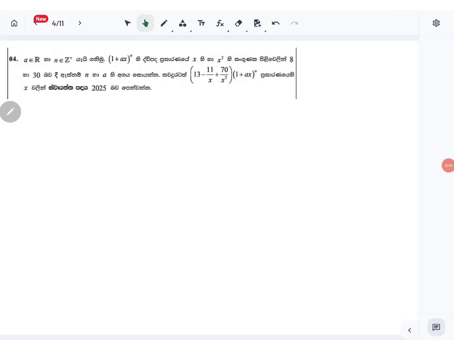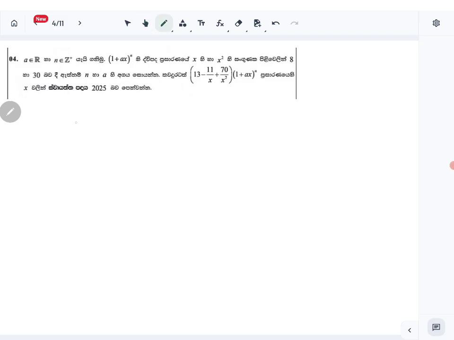Okay. Now let's look at 2025 Western Province third term test, question number 4 in the pure mathematics paper. So that is the binomial question, right? They have given that a is a real number, n is a positive integer, and this binomial expansion is given: (1 + ax)^n. In this binomial expansion, the x coefficient is 8 and the x squared coefficient is 30. Using that, we have to figure out n and a.